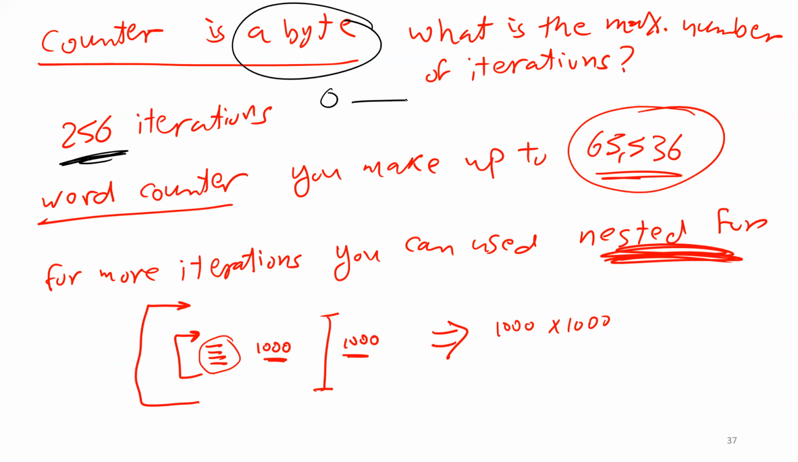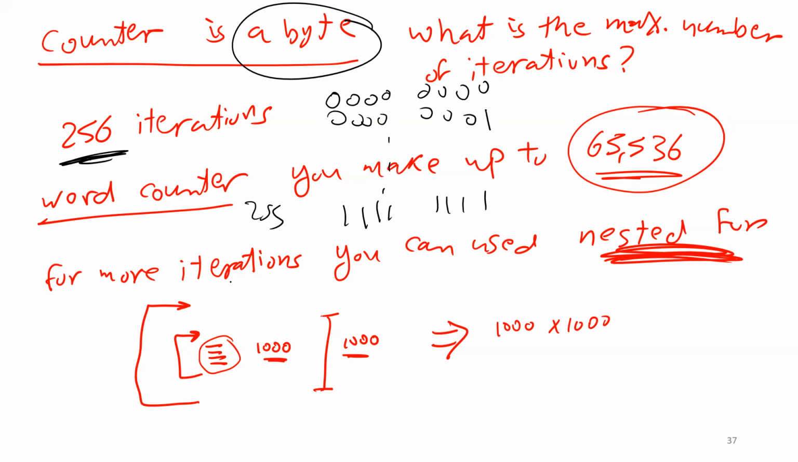When you count from 0 to 255, after 255, if I increment 255, what should I get? 0 again. Yes, that's exactly how it works. If you start from all 0s and then increment, it becomes 1, all the way until all 1s. This is 255. If you increment 255, you are going to get 0 again. So the maximum I can make, I'm going to start from here and end here.